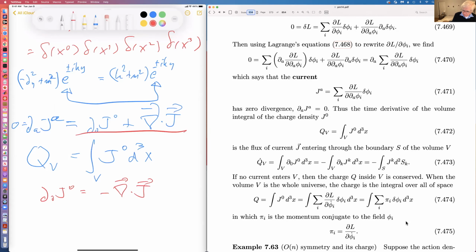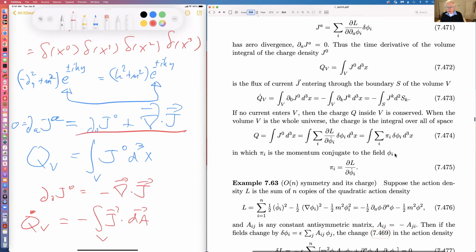So maybe I'll rewrite that 7.4.7.3. In other words, what this is saying is that Q-dot is equal to minus the current density dotted into the area of the volume. So basically the amount of stuff inside is increasing according to how much stuff is coming in through the surface, or it's going down because of how much stuff is leaking out through the surface.